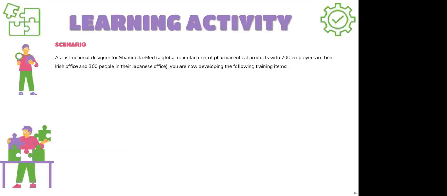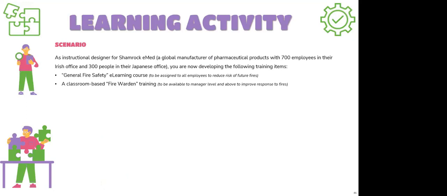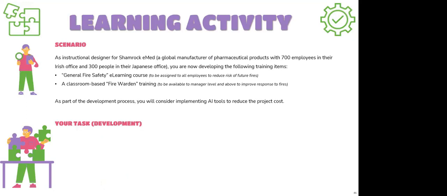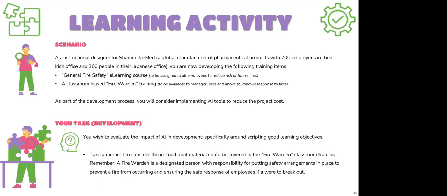We're seeing more and more of this today. So the scenario for the learning activity for development is that, as an instructional designer, we're now developing two items. As we mentioned earlier, we have our e-learning course and we have our fire warden training. We're going to consider using AI tools to reduce the project cost. So your task in this case is to evaluate the impact of AI in development.